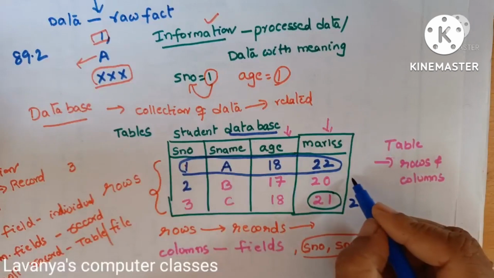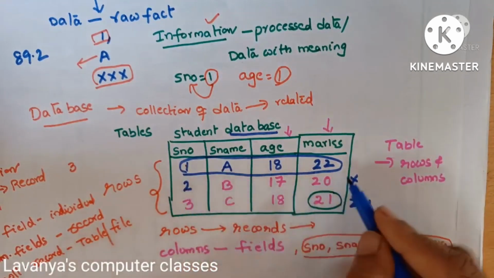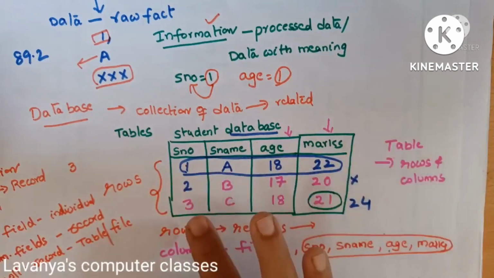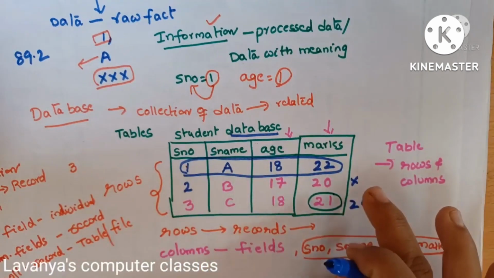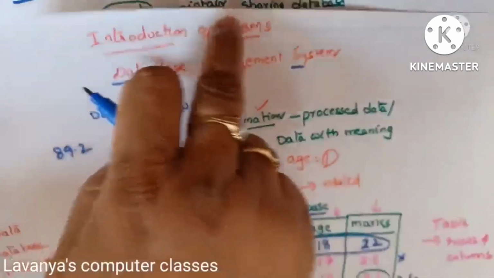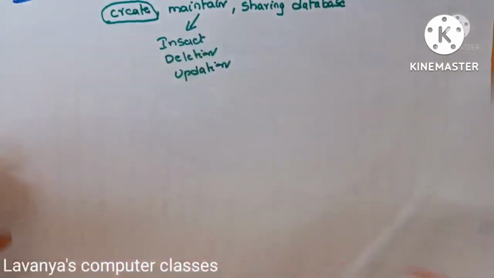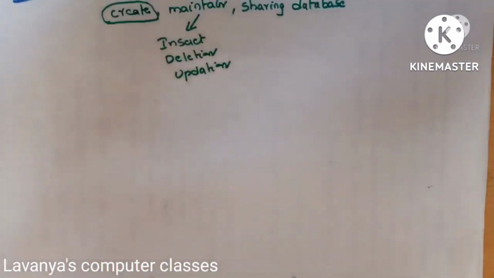Our second student wants to take the TC from our college. So I don't want the second student's information. I want to remove the total second student information. How is it possible? That is also possible using a deletion operation. So insertions, deletions or updations are possible in the DBMS. That is called maintaining the database.